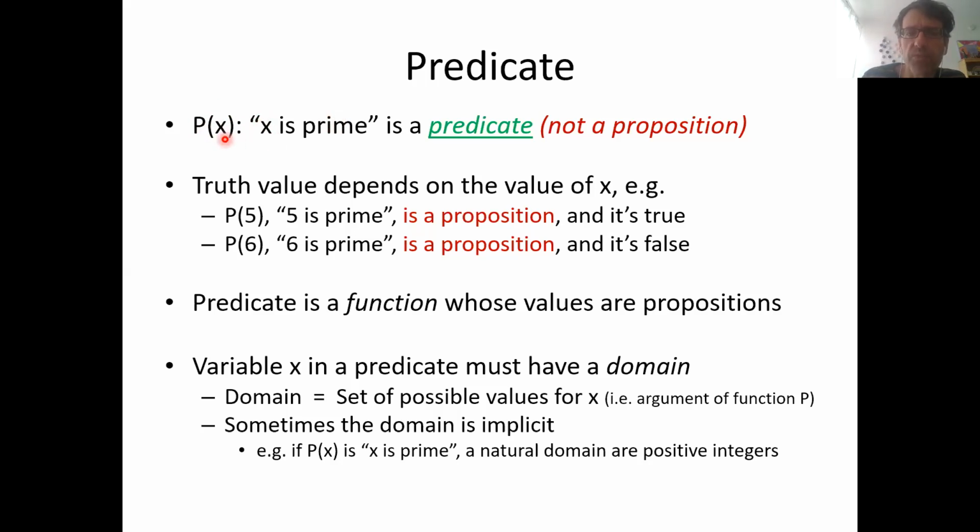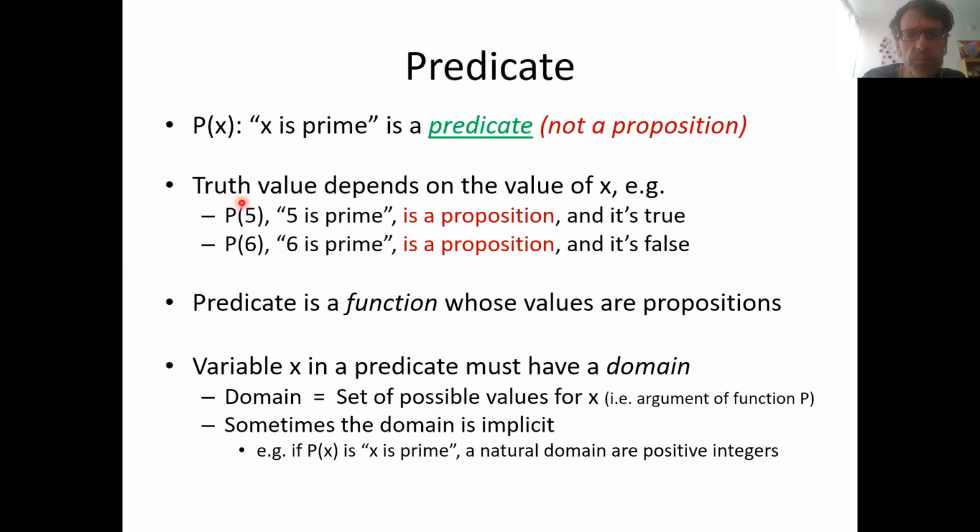Now, for any particular value of x, this is a proposition. But if x is not instantiated, then it is not a proposition. It is a predicate. It's a function. Just like when I say f of x, and I don't say what x is, that's a function. But for every x, f of x is a particular value, right? So in the case of propositional logic, the value is true or false.